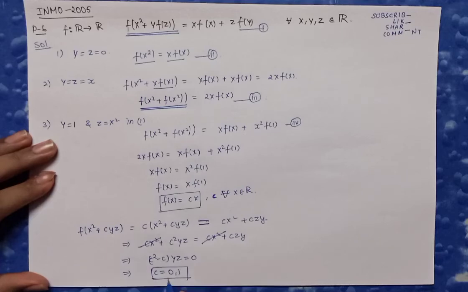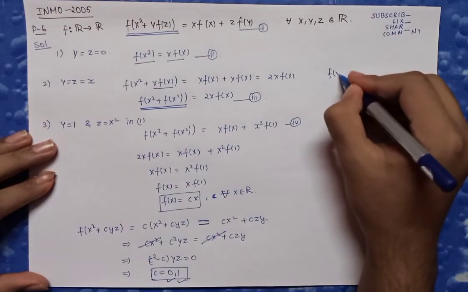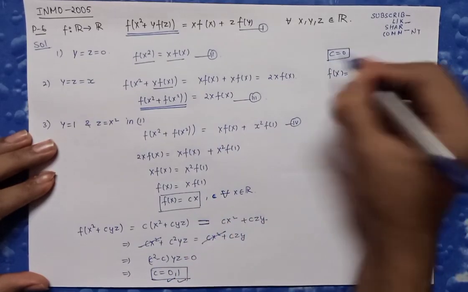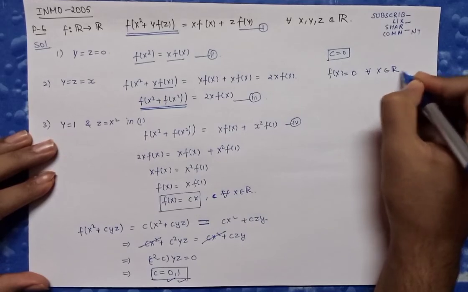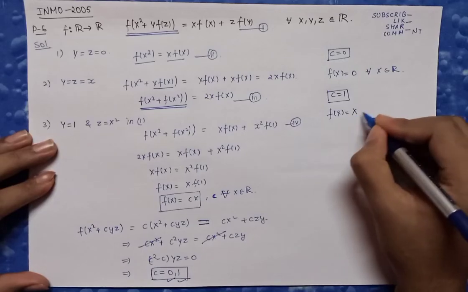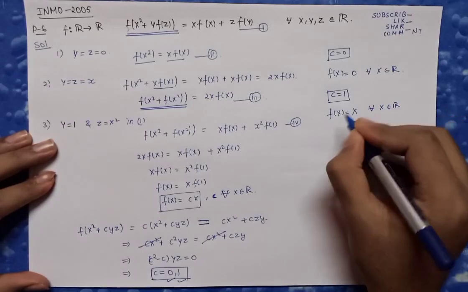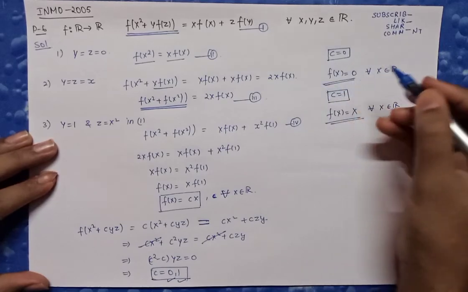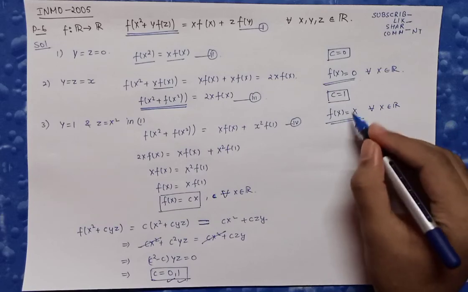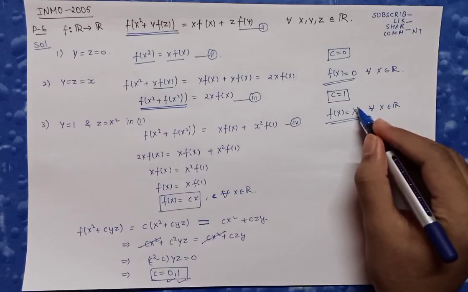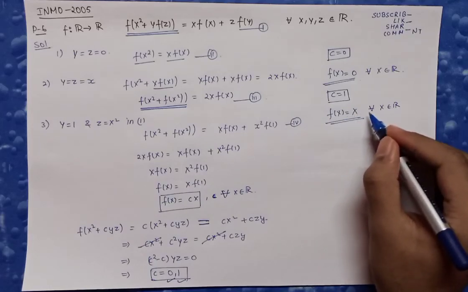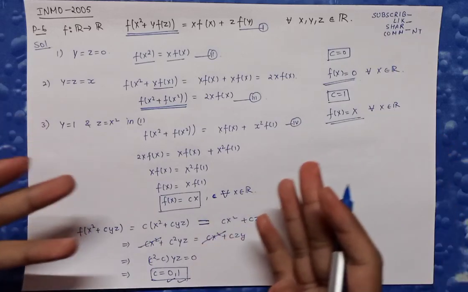So I have got two values of c, 0 and 1, and hence two functions. For c = 0, f(x) = 0 for all x belonging to R. For c = 1, f is the linear function f(x) = x for all x belonging to R. So one is the constant function f(x) = 0, and the second is a linear function, proportional to x, f(x) = x. So this was my solution for this question.